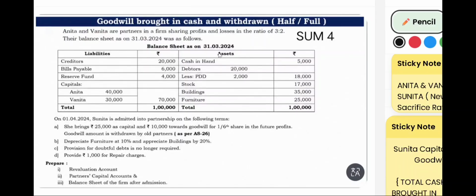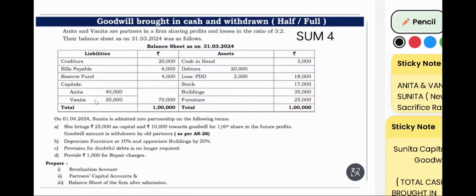First, let's see the balance sheet entries, how and where it has to be recorded. Now see the creditors. Creditors will go to the new balance sheet. Bills payable also will go to the new balance sheet. Reserve fund will go to the partners' capital account. That is, it should be distributed to the old partners in their old profit sharing ratio. Next, capitals will be the opening balance of the capital account of Anita and Vanita.